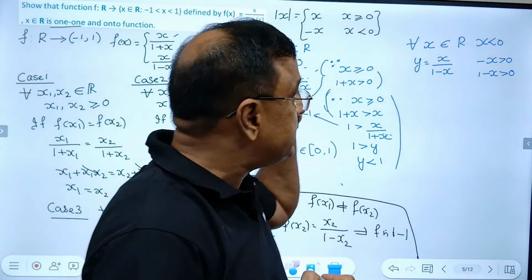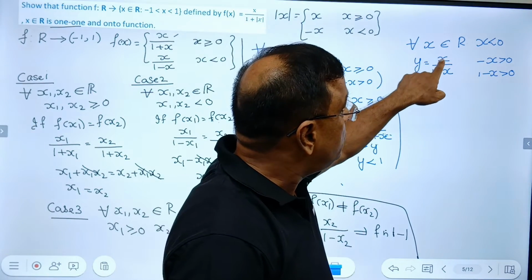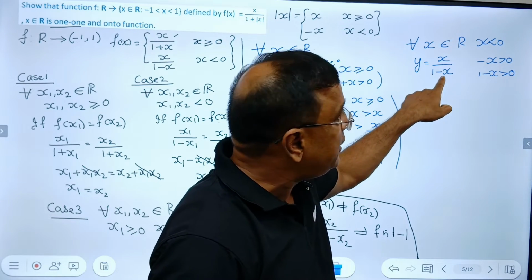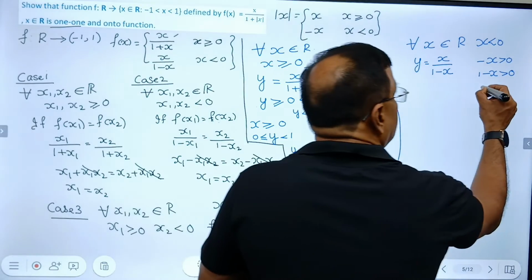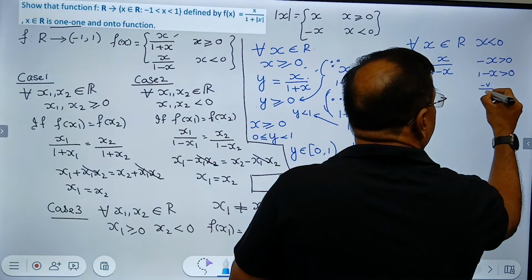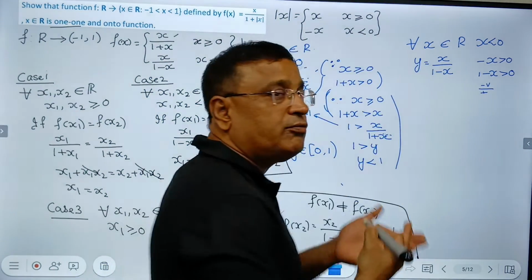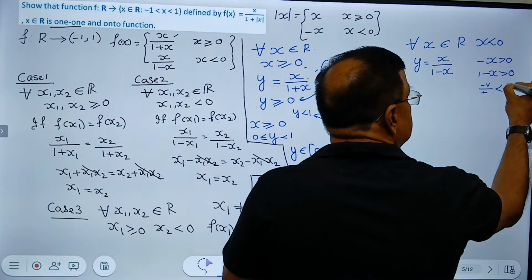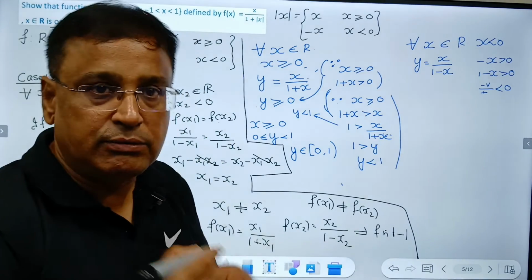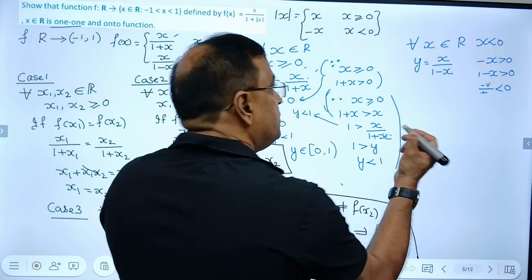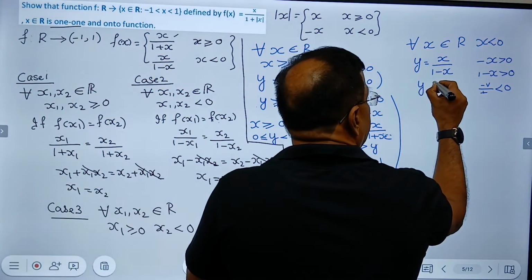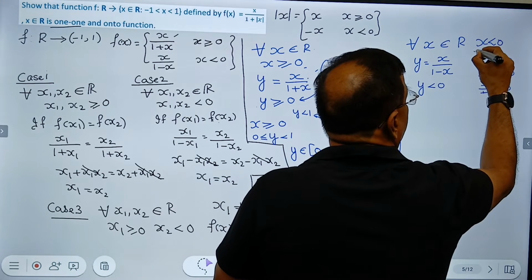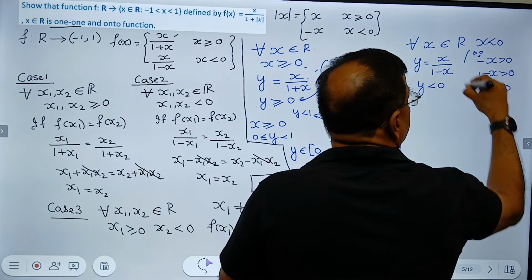Now clearly you can see that numerator x is negative and denominator 1 minus x is positive. Numerator is negative, denominator is positive. So what do you say about the fraction? That fraction will definitely be negative. So it will be less than 0. Correct? It will definitely be less than 0. So from this can I say y is less than 0, and this is the reason.